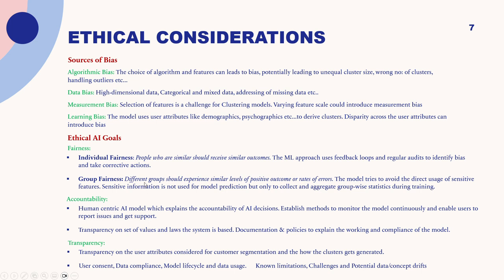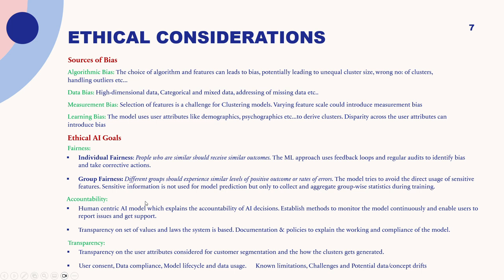Group fairness speaks about how different groups should experience similar levels of positive outcomes or rates of errors. For this model, we try to avoid the direct usage of sensitive features like race, sex, etc. Even if the sensitive information is there, it is not used for model prediction, but only to collect and aggregate group-wise statistics during training. That is how we try to address group fairness here.